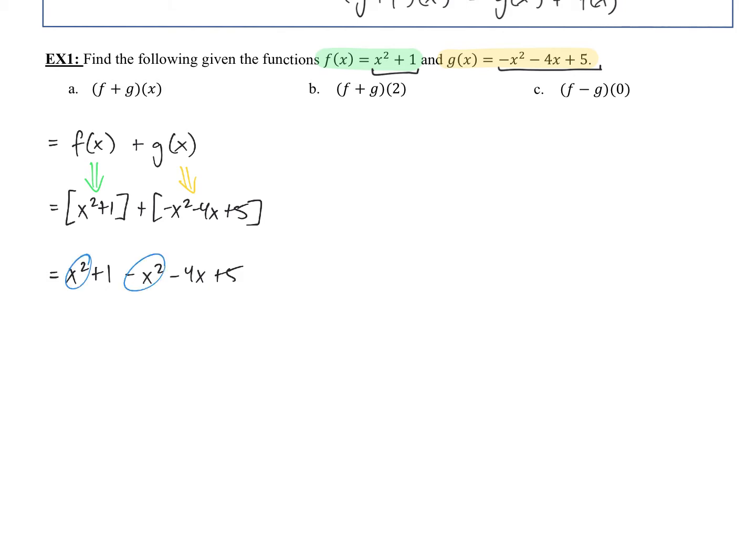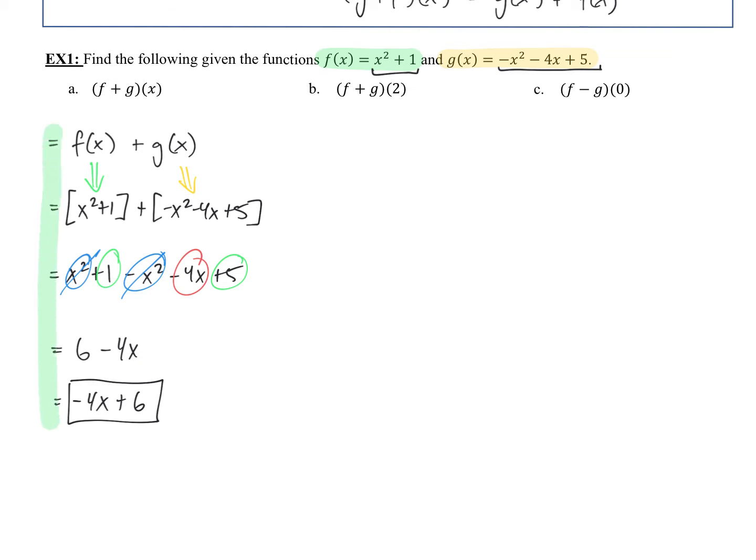So we have 1x squared minus x squared, well those cancel out. Then we have positive 1 and 5. So 1 plus 5 equals 6. And lastly, we have the negative 4x, but there is no like term for that one, so we'll just bring it down. And then to write our answer in descending powers, we'll do negative 4x plus 6. Once again, notice while I'm simplifying, I include my equal signs along the side.